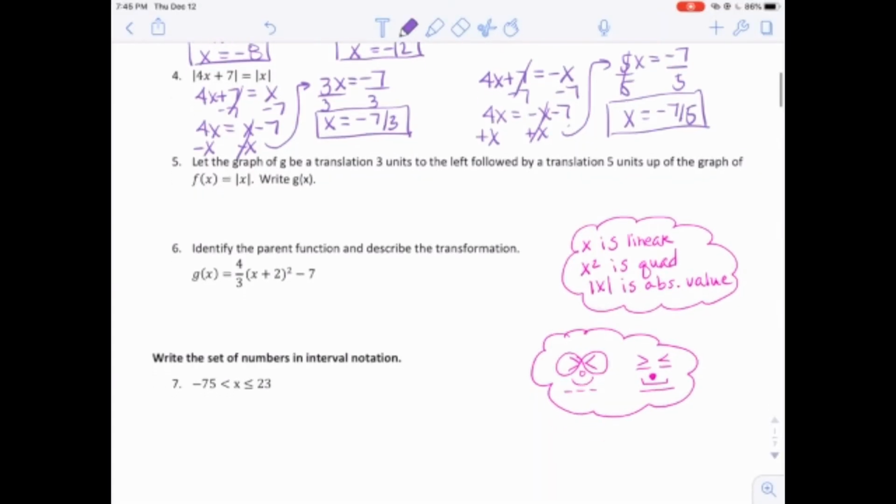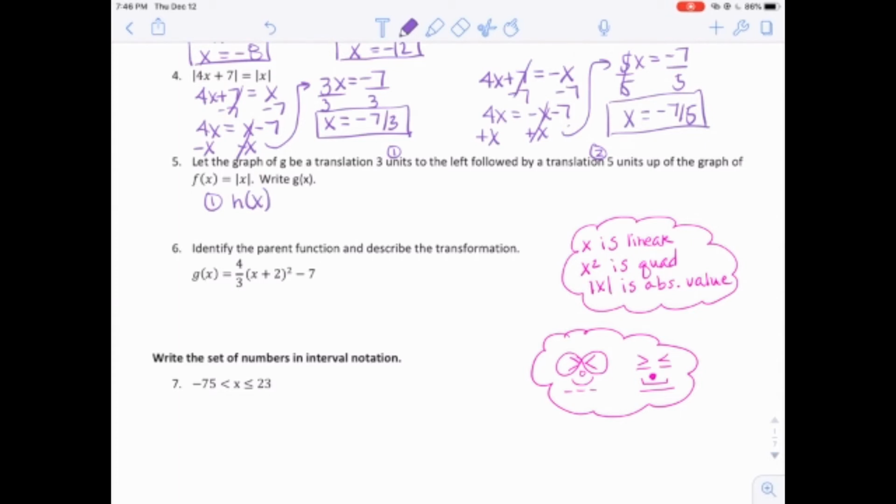The next couple problems have to do with transformations. This first one, we're given a description of a transformation, and we want to write our final g of x. So the first thing we have is 3 units to the left. Second thing is 2 units to the right. So number 1, I'm going to call this h of x, kind of an intermediate step.